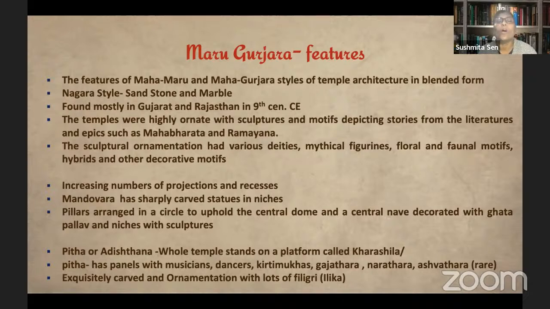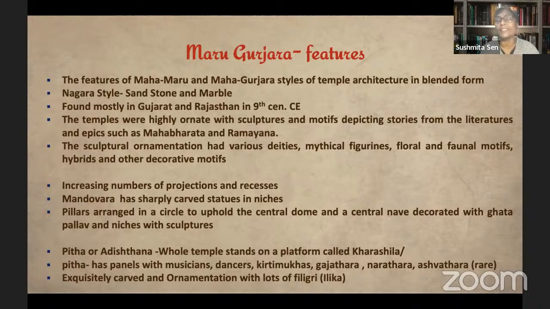They are highly ornate, beautifully sculptured temples, with motifs depicting stories from the ancient literature, the epics such as Mahabharata and Ramayana. The sculptural ornamentation had different deities, mythical figures, floral motifs, hybrid figures, decorative motifs. And they had an increasing number of projections and recesses. And Mandovara, that is the wall of the temple, was sharply carved with statues of different gods and goddesses, sometimes Surasundaris also in the niches.